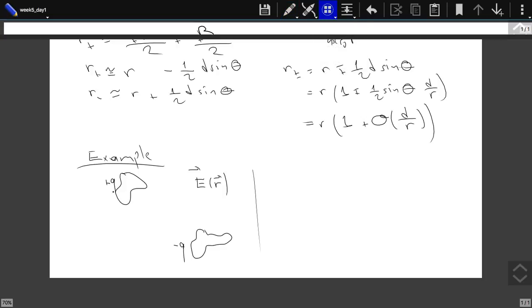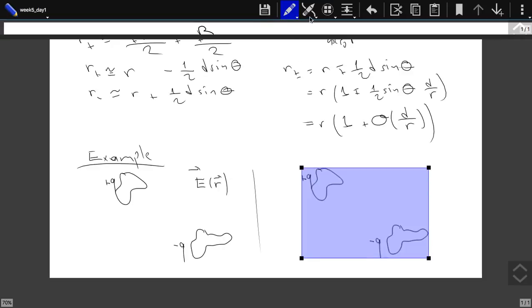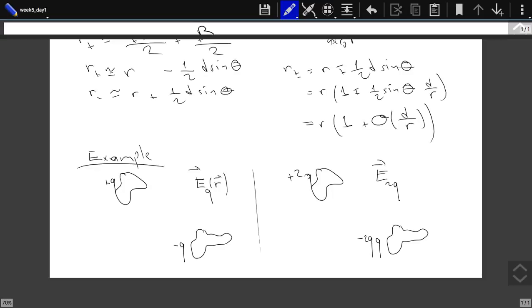Now I have the same charge conductors at same points. The only difference I make is instead of taking plus Q and minus Q, I take plus 2Q and minus 2Q. So let me just put the subscript Q over here, and then this new configuration will generate some new electric field. Let me denote it by 2Q. What is this new electric field?